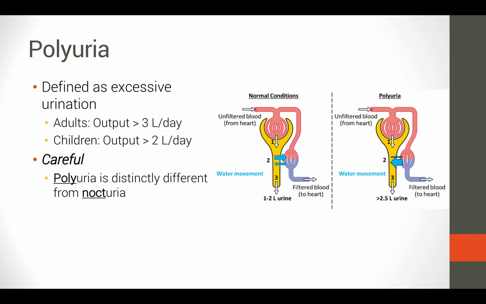I have a note here for you guys to be careful, because we're going to start throwing around a lot of different terminology that might sound similar but is distinctly different. Polyuria is not the same as nocturia, is not the same as polydipsia, is not the same as dysuria. These are all different terms. The one we're talking about today, polyuria, we've already defined as excessive urination. Nocturia is defined as excessive urination at night. Polydipsia is excessive thirst. And dysuria is painful urination, or pain on urination.